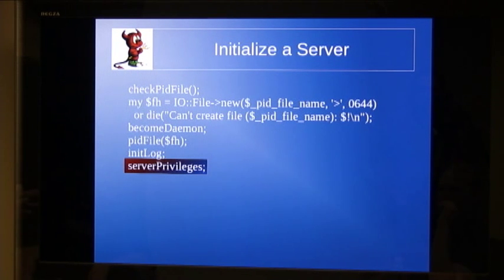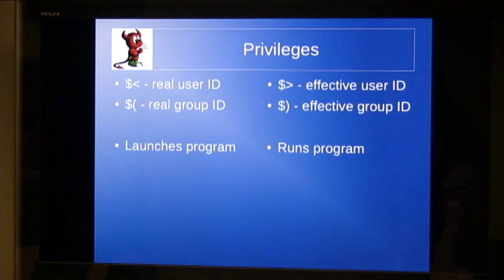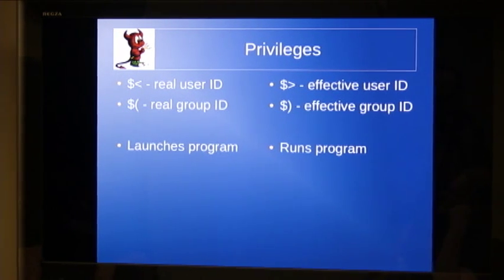So the last thing really to talk about is just the privileges of the program that it's running. And basically, when it comes to privileges, every program has a real user ID, group ID, and an effective user ID and group ID. The real is what launched the program. The effective is what's running the program. Now, a regular user could change the effective user and group IDs, but this only happens under very specific circumstances and under a very specific compilation of Perl.